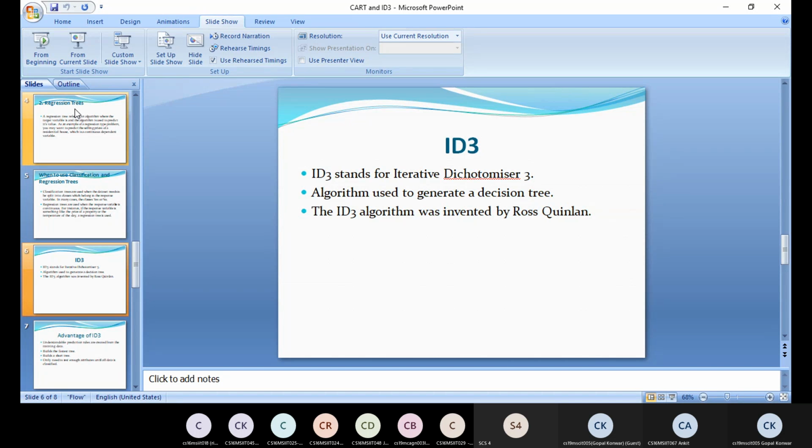Tree. Yeah, you're audible. You can say.